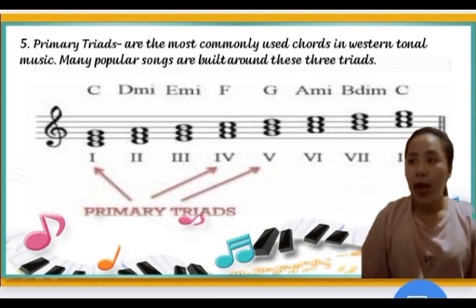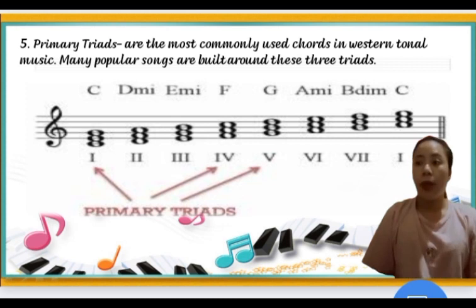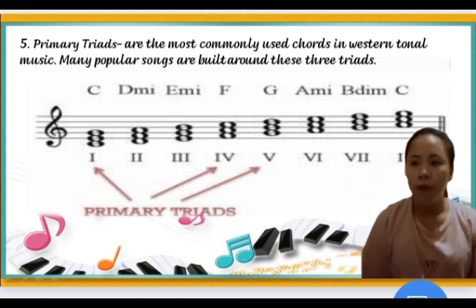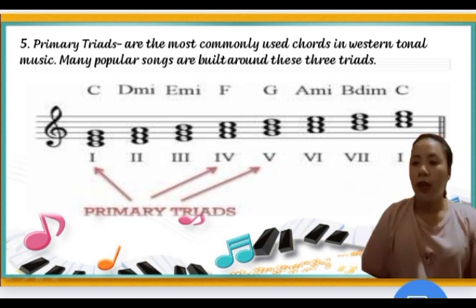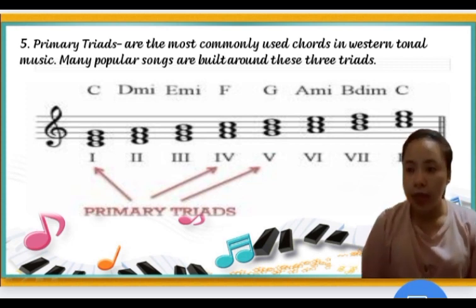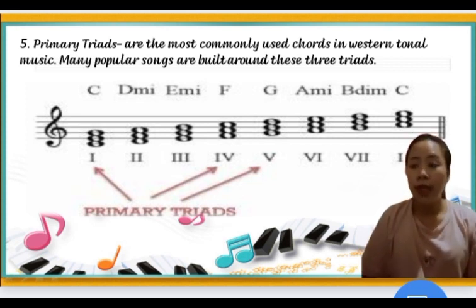Primary triads are the most commonly used chords in Western tonal music. Many popular songs are built around these 3 triads. In the image above, we see a series of chords set on C major. The triads inside the boxes are the primary triads. The first one, C major, is called the tonic.